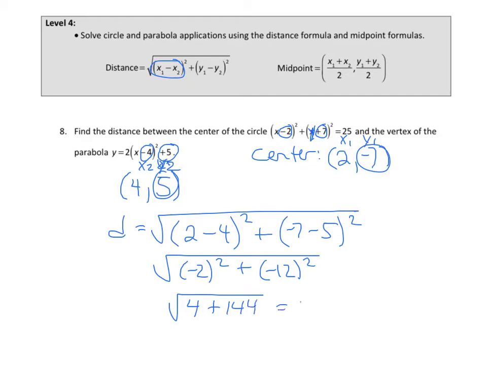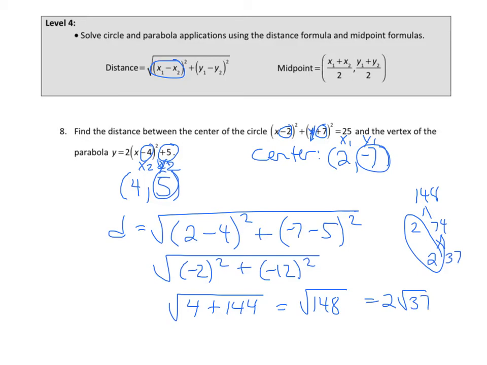and that's 4 plus 144, which gives us the square root of 148. Now I need to leave my answer in simplified radical form, so I do my factor tree for 148, and that's 2 times 74, which is 2 times 37, and so I can pull out a 2 because I have a pair of 2's, and we get 2 radical 37 for the final answer. That would be the distance between the center and the vertex.